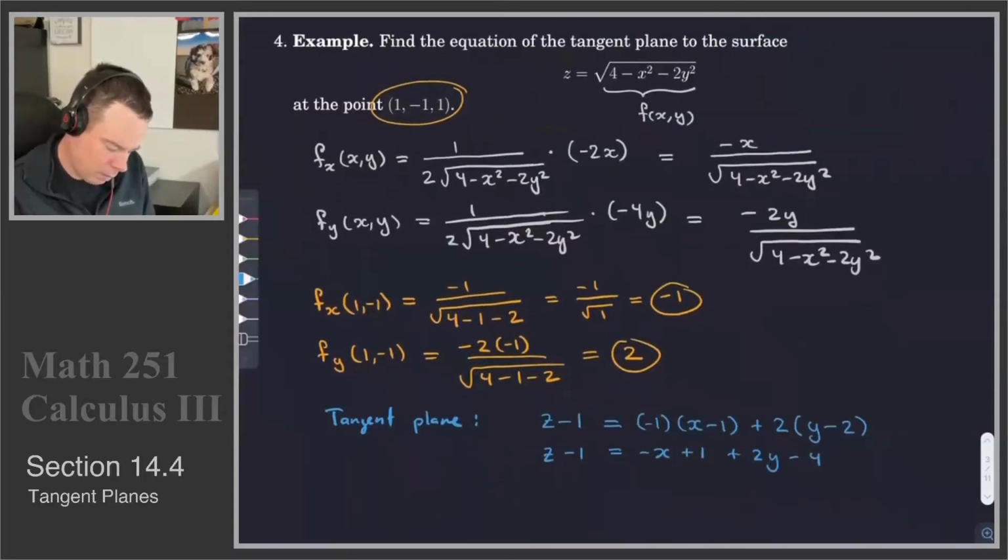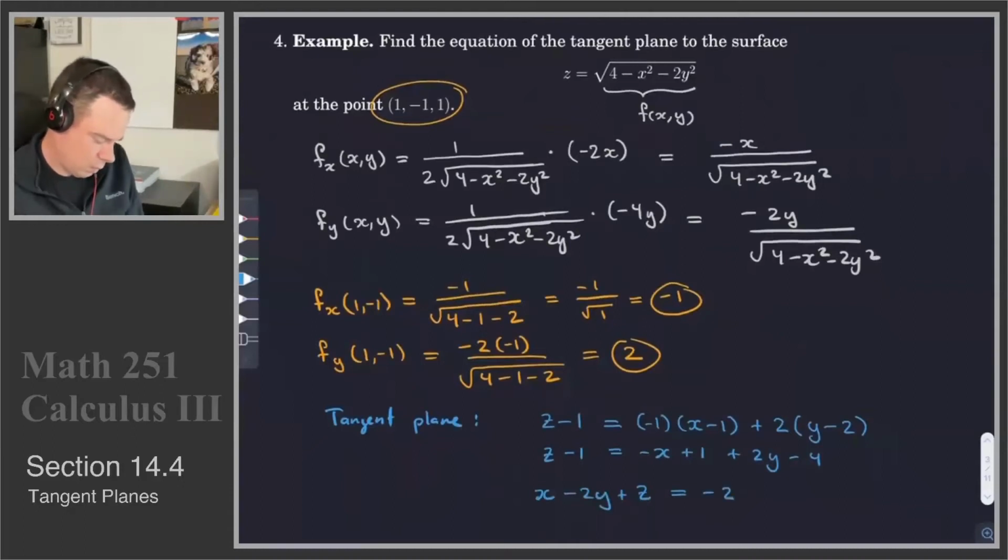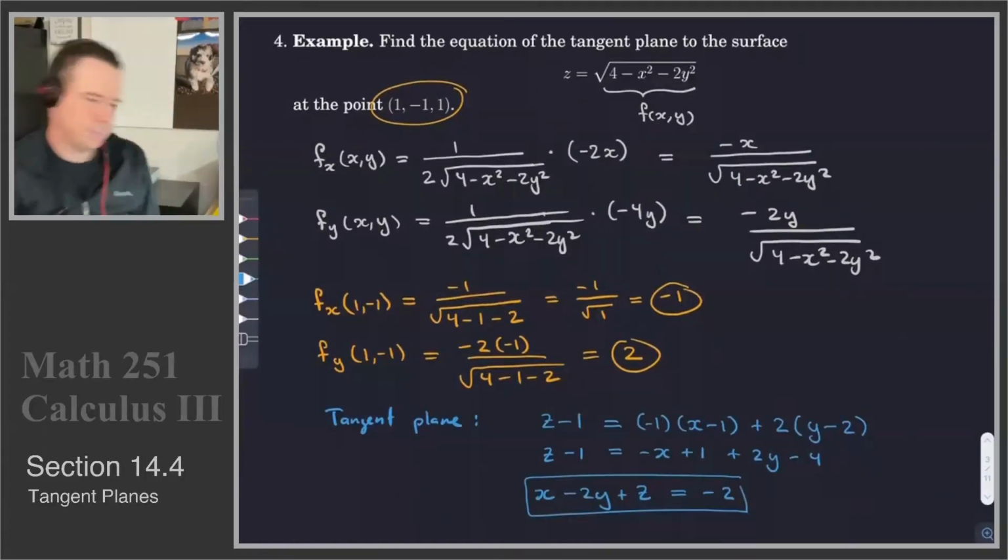And so I can bring the x to the other side. That becomes an x minus a 2y plus a z. And then I could put all the constants on the other side. So that becomes a 2 minus 4, or negative 2. I think I've got a negative 2 here. That looks fine.